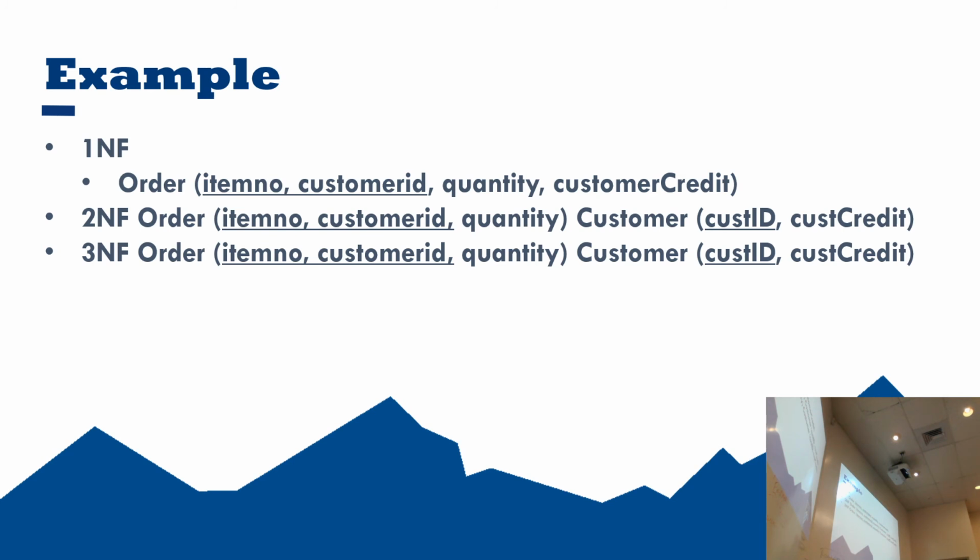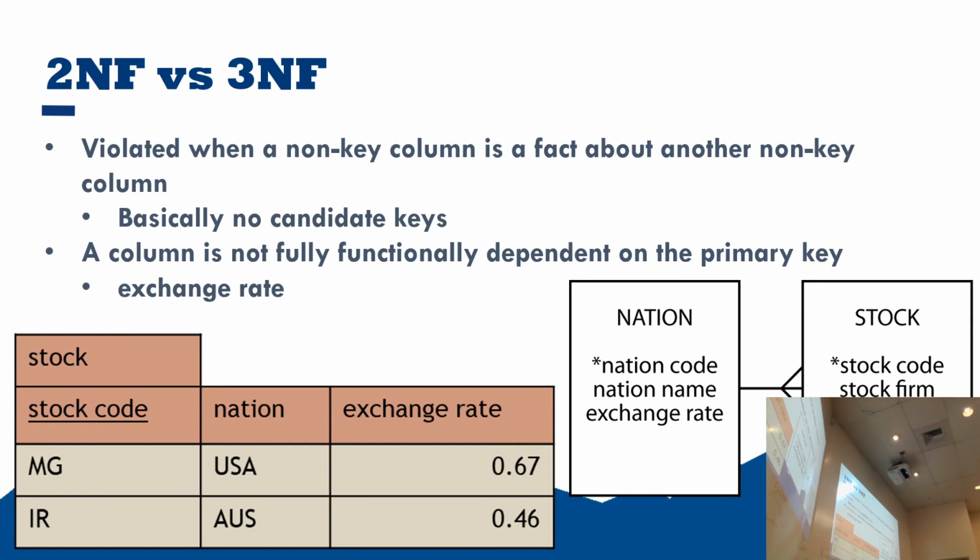Not every example. But again, I would never beat you up with the difference between second and third. To me, they're not that different. All right. Main thing is just no candidate keys. Nothing that could identify everything. That's when you've got to start breaking stuff out.